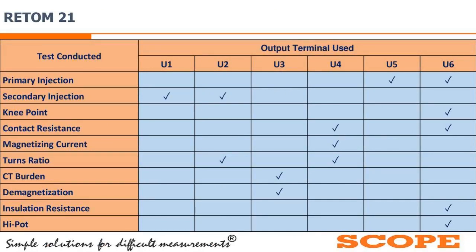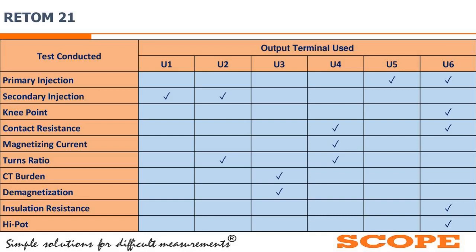So with various output terminals, we can do various tests. With the help of output terminals U5 and U6, we can test current, primary current injection. Secondary injection we can do with the help of output terminals U1 and U2. With the help of U6, we can do knee point. Contact resistance we can do with the help of U4. Magnetizing current, similarly, we can do with the help of U4.